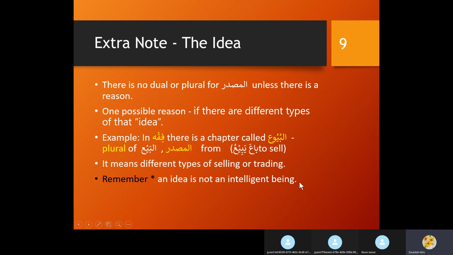So then we also need to remember that an idea is not an intelligent being. Meaning that this is what we call right akil. So when it is not an intelligent being, we do not use the una or ina endings.